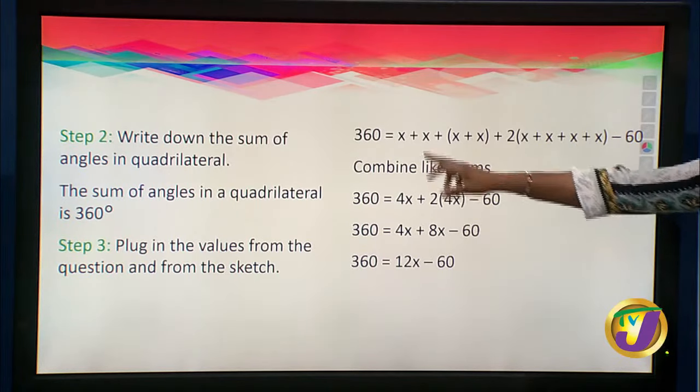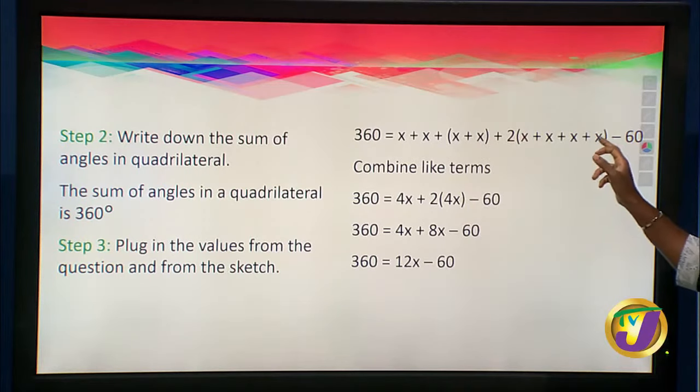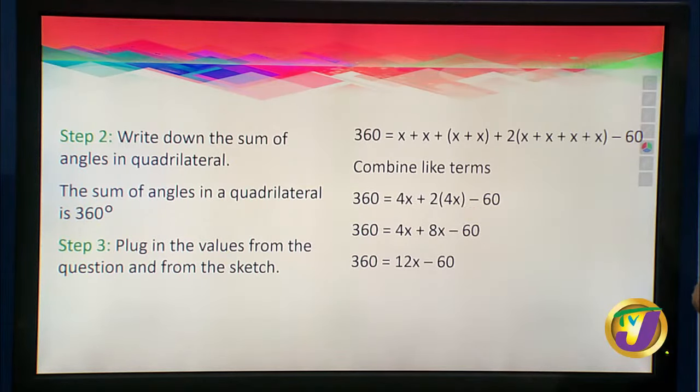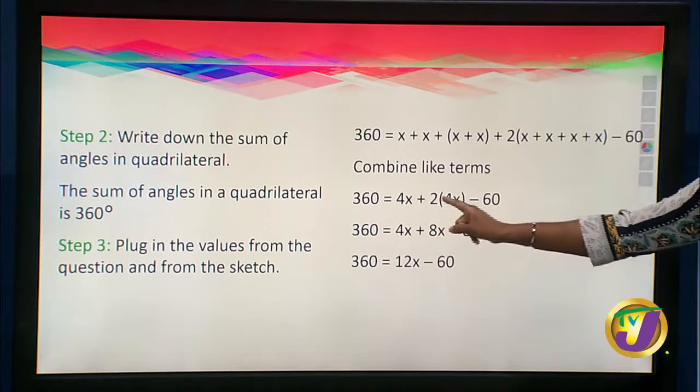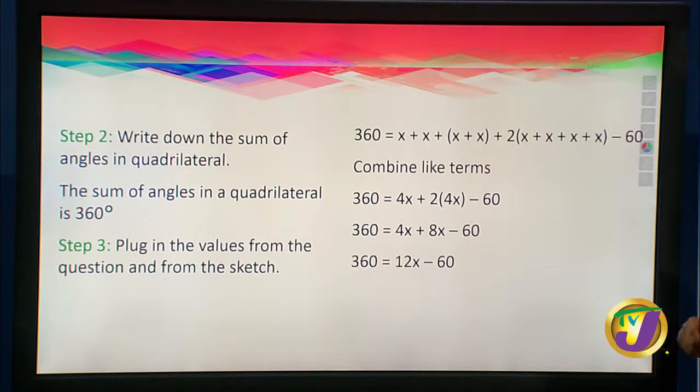So we have the 4x right there: 1, 2, 3, and 4. And then we have 2 times the 4x here, and here we're subtracting 60. Simplifying, 2 times 4 gives us 8, so we have 8x there. We can simplify again: 4x and 8x would give us 12x.